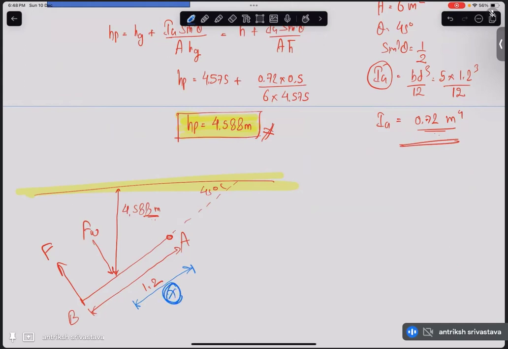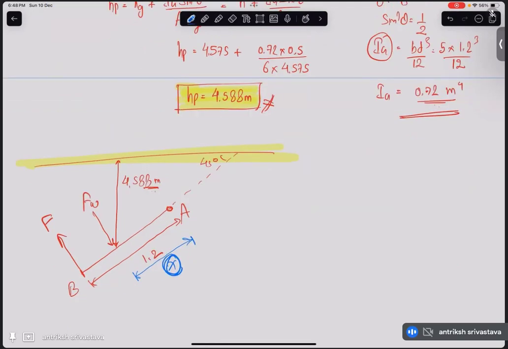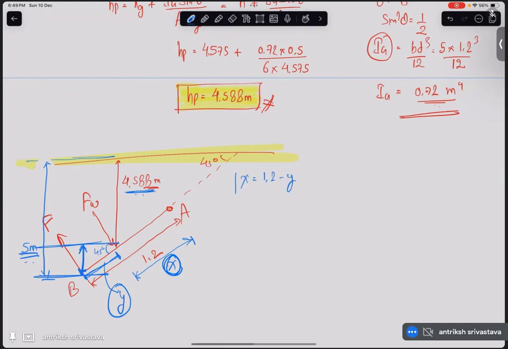Can we calculate that? Yes, we can calculate it very easily, right? Because what else we know? We know that the depth of this point B is 5 meters, correct? And we know this is 4.588. So can we get this height? And when we know this height, using this 45-degree angle, can we know this length? Let me call it y. So x will be nothing but 1.2 minus y.